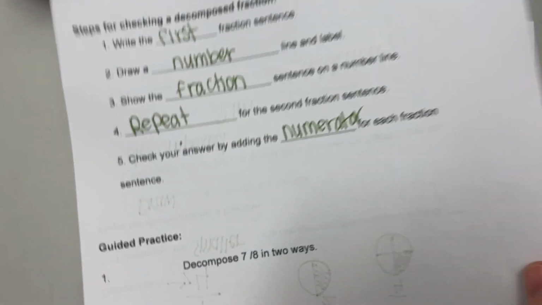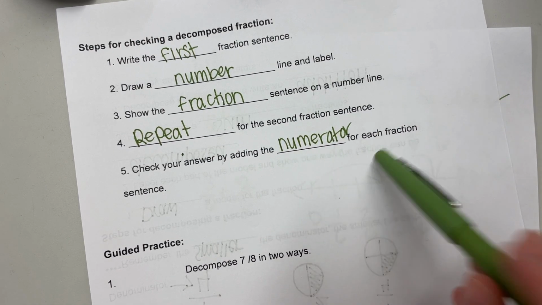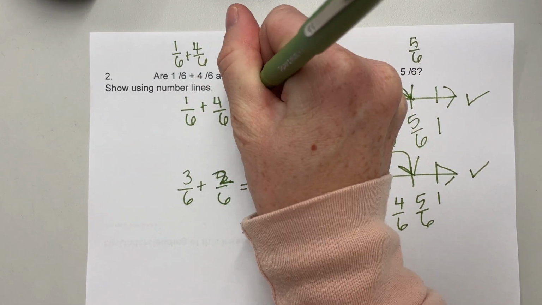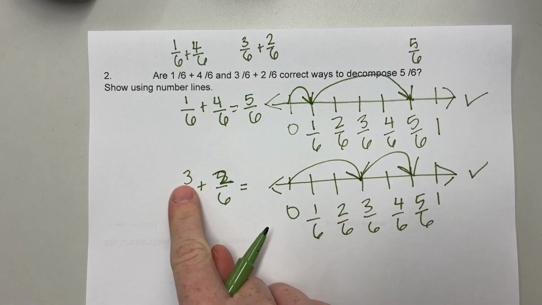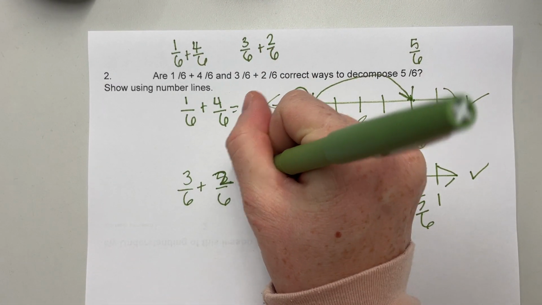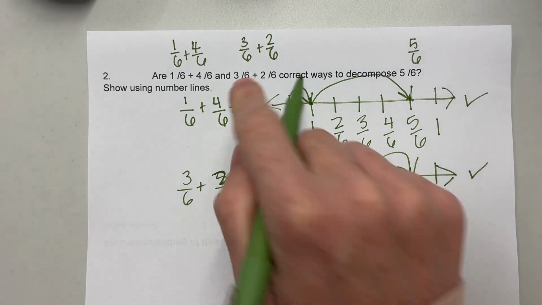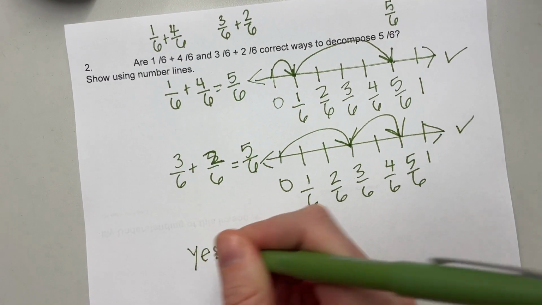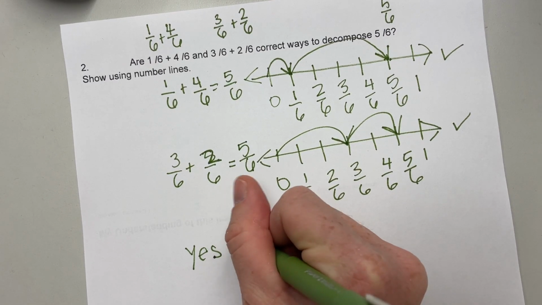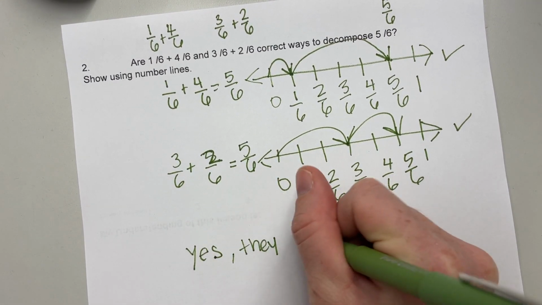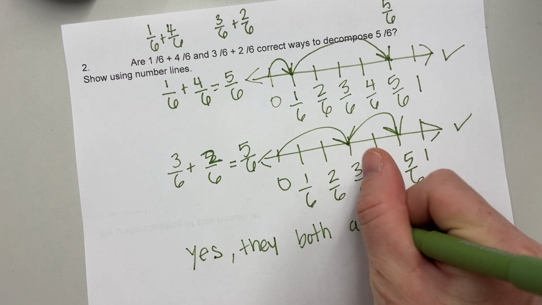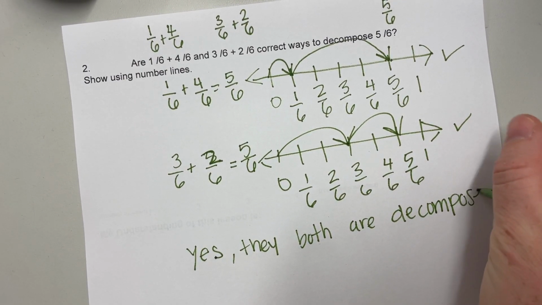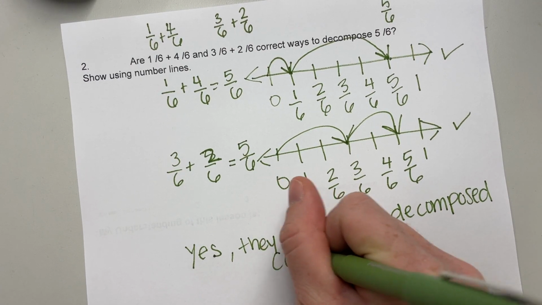We're going to check our answer by adding the numerators for each fraction. So 1 plus 4 is 5. Denominator stays the same. 3 plus 2 is 5. Denominator stays the same. 5/6 and 5/6. So yes, they both are decomposed correctly.